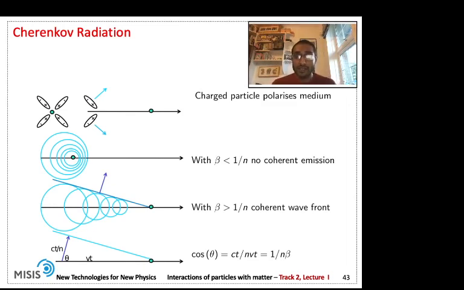But when you go fast enough, when you have a beta factor that's larger than 1 over n, then as you move through, the different wavefronts that you create from the acceleration of these charges line up, and one then gets a coherent wavefront. One can derive just from geometry the angle the radiation comes out at. So this side is ct over n, this is vt, and so the cosine of the angle of the radiation must be ct over n divided by vt, so it is 1 over n times the beta factor.